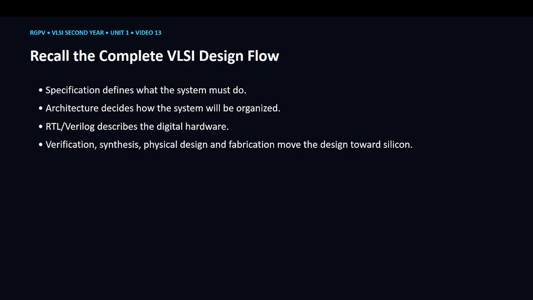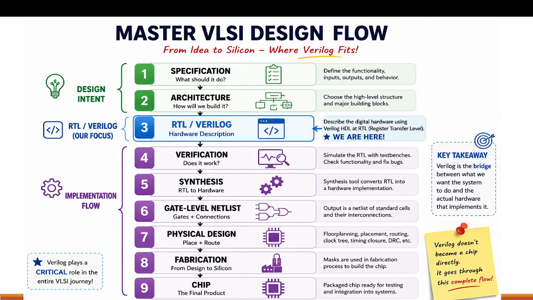Let's quickly bring back the big picture from our previous video. We start with the specification. What should the system do? Then comes architecture. How are we going to organize the solution? Then we reach RTL and Verilog. After that, we verify the design, synthesize it, obtain a gate level representation, move through physical design, and finally reach fabrication and the chip. Today, instead of memorizing this as a list, we are going to understand what each stage actually means and why Verilog sits where it does.